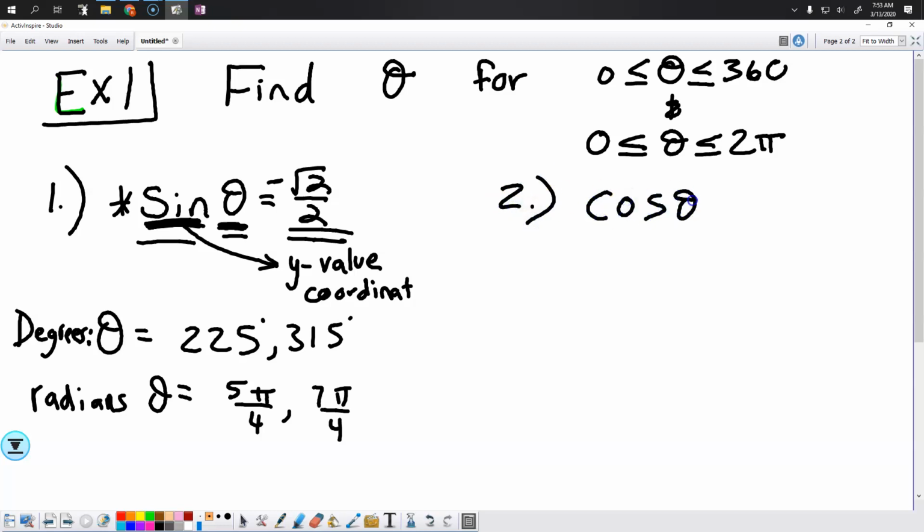Let's do another one here. Cosine of theta equals negative 1. So for this one, how would I translate this into English? What angle gives me an x value of negative 1? So what angle gives me an x value of negative 1? I'll let you guys search your circles there.